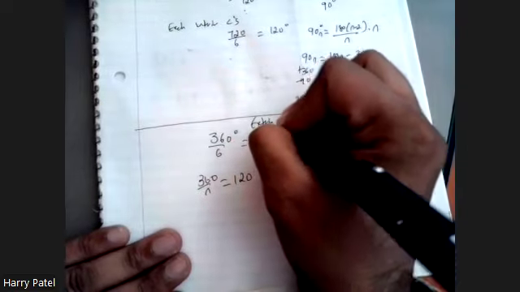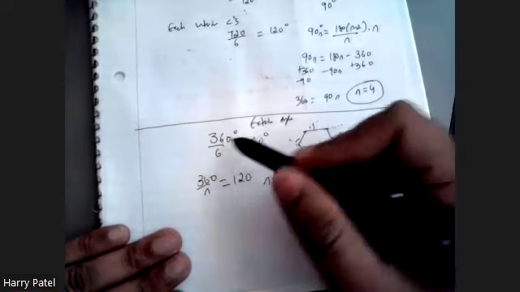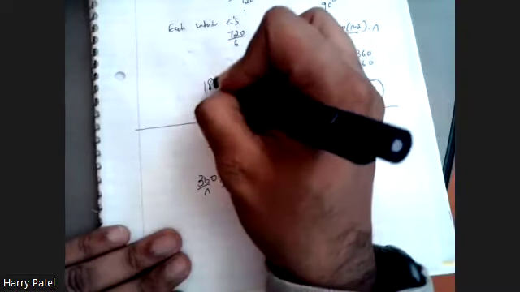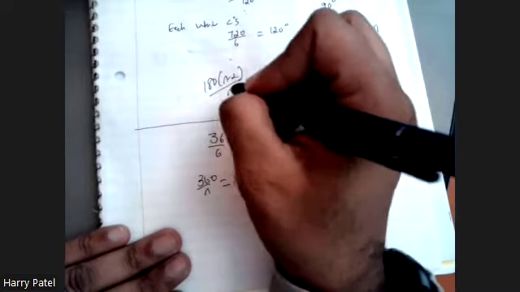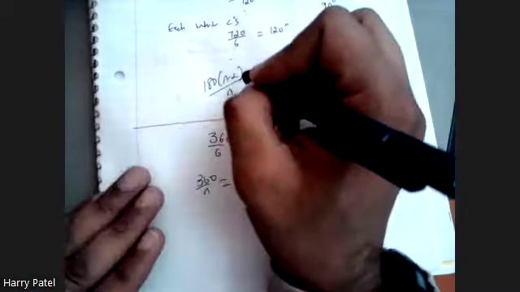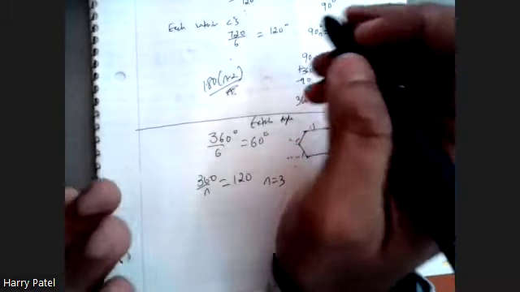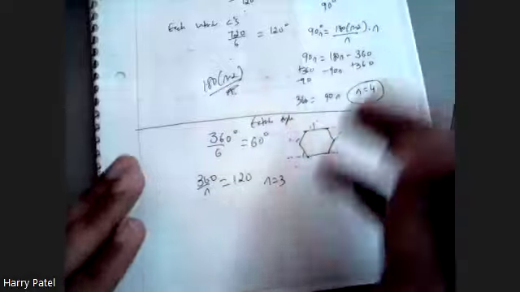Exterior angles always add up to 360. Interior angles, you have to find by using this formula: 180 times n minus 2, over n, if it's each interior angle. If it's just the sum, don't use this n. You just use 180 times n minus 2. That's for the sum of interior angles. Okay?